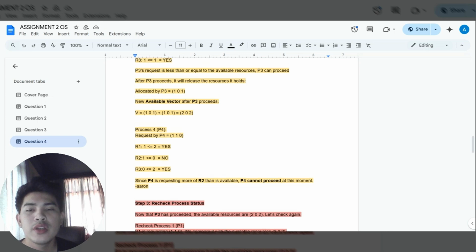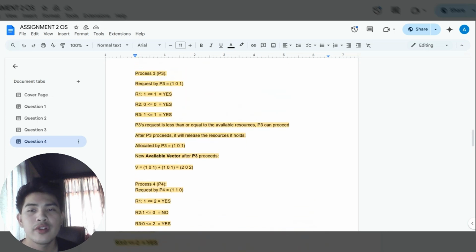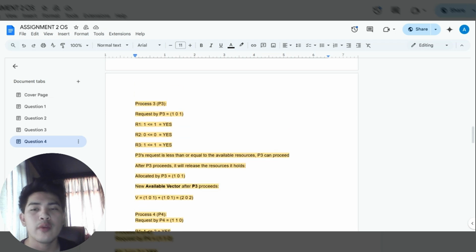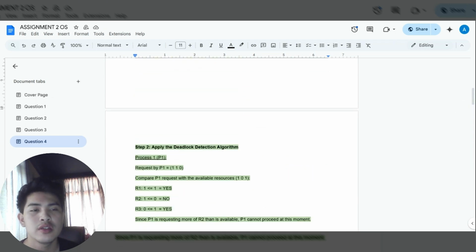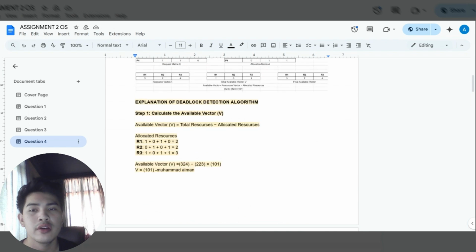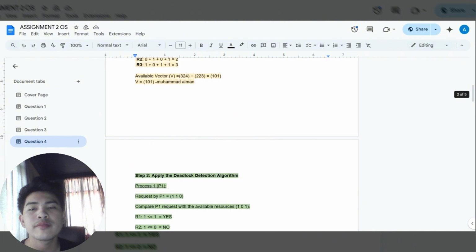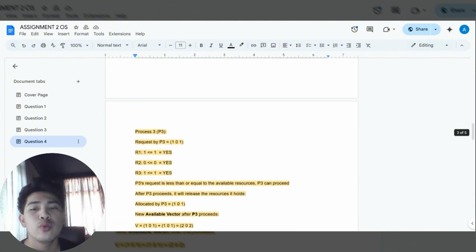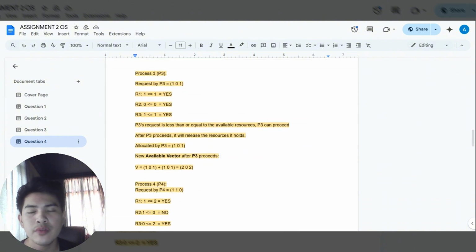Okay, I will be explaining further what happens after process 3 and process 4 in question number 4. As we have stated before in the prior explanation of step 1, we have to calculate the available vector. So we have stated the remaining vector will be 101. Back to my part of the question, which is process 3: the request by P3 is 101.